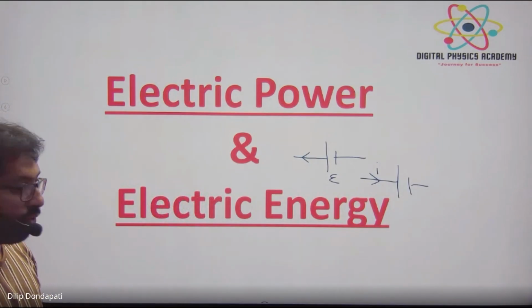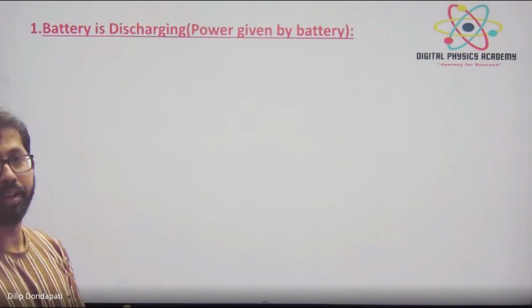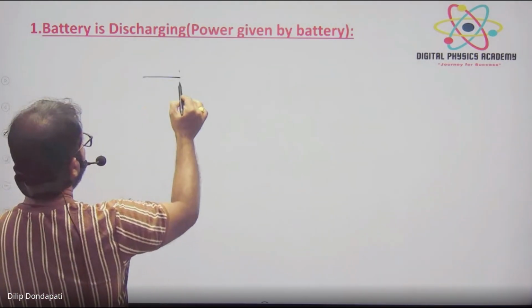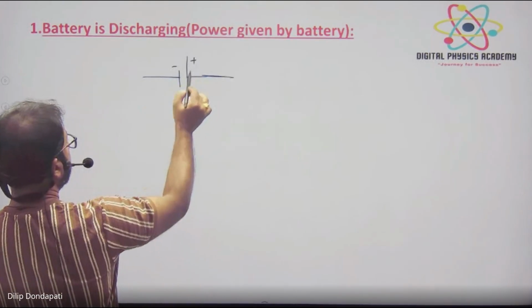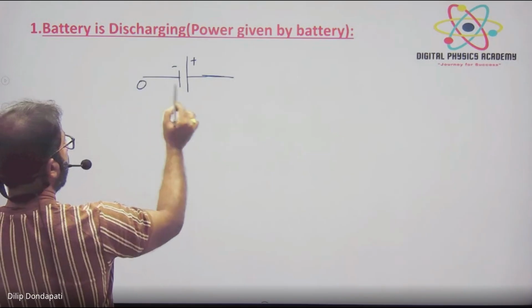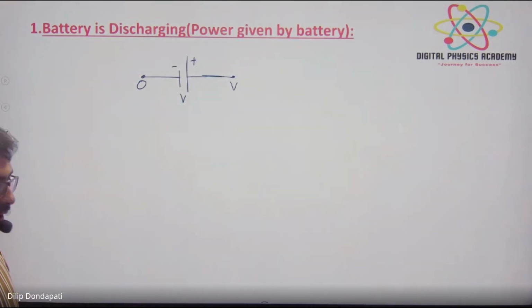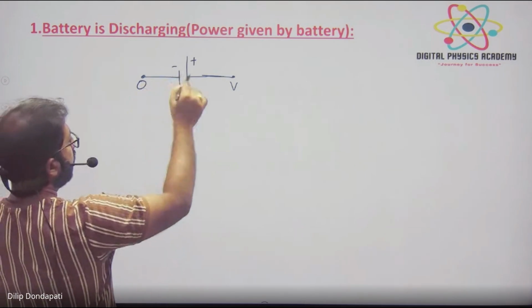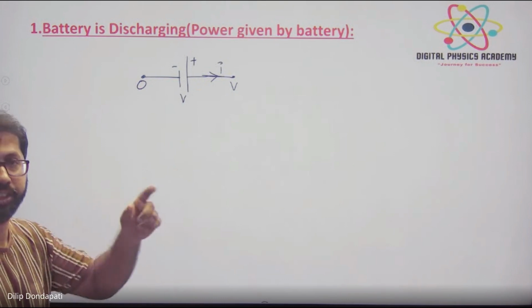Okay, so first we will see when the battery is discharging, meaning power is given by the battery. How much power is it giving? So this is the cell. Okay, this is the cell, with minus and plus terminals, 0 volts and V volts. This is V, the potential is V. Now suppose current is flowing like in the discharging case, right? Discharging is like this. Current is flowing out from the positive terminal, discharging.